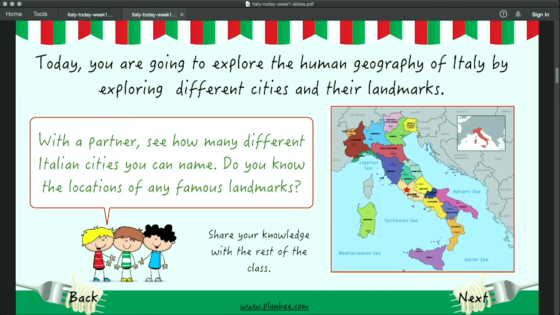Today you're going to explore the human geography of Italy by exploring different cities and their landmarks. If you're working with a partner, talk to them now and see how many different Italian cities you can name. Perhaps you know the locations of some famous Italian landmarks. If you're working on your own, that's fine too. Think about the Italian cities you can name and perhaps jot them down on a piece of paper.